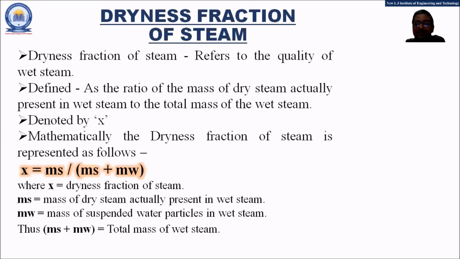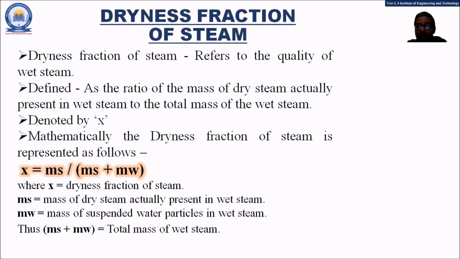Let us proceed further and understand the next important parameter, that is the dryness fraction of steam. The dryness fraction of the steam refers to the quality of the wet steam. Because friends, whenever we are using the wet steam for the practical application, it is very essential to justify the quality of the wet steam. And that quality of the wet steam is technically referred to as the dryness fraction of steam. The dryness fraction of the steam is defined as the ratio of the mass of dry steam actually present in the wet steam to the total mass of the wet steam. The dryness fraction is denoted by small x.